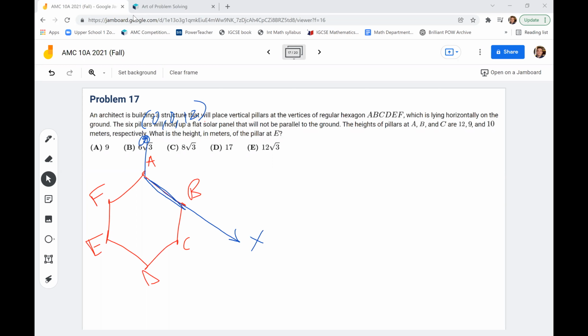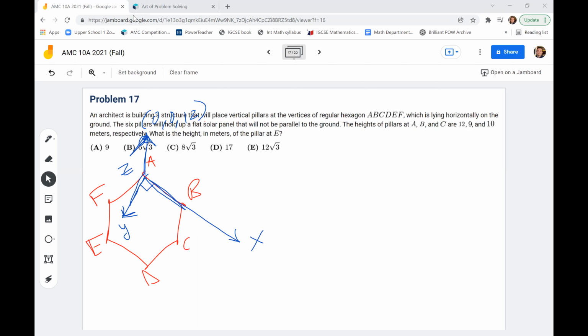The z-axis is going vertically up from the hexagon. So this hexagon's in a plane, and the z-axis is going straight up. And then the y-axis would be perpendicular to line AB, but still in that same plane, so that being a 90-degree axis. So this would be y, and this would be z. And I use that as my coordinate system.